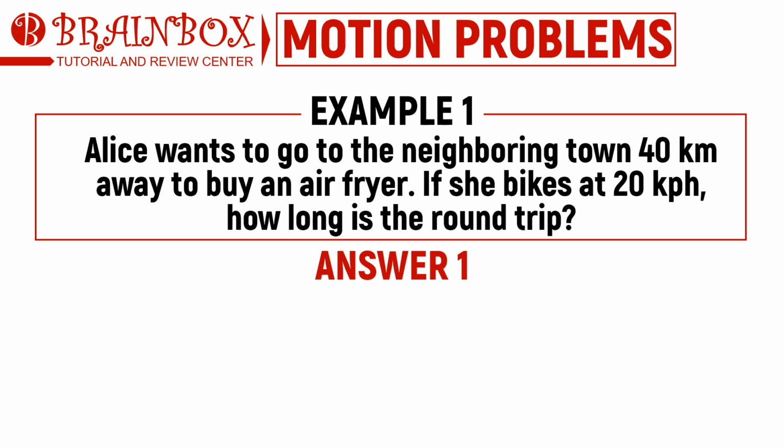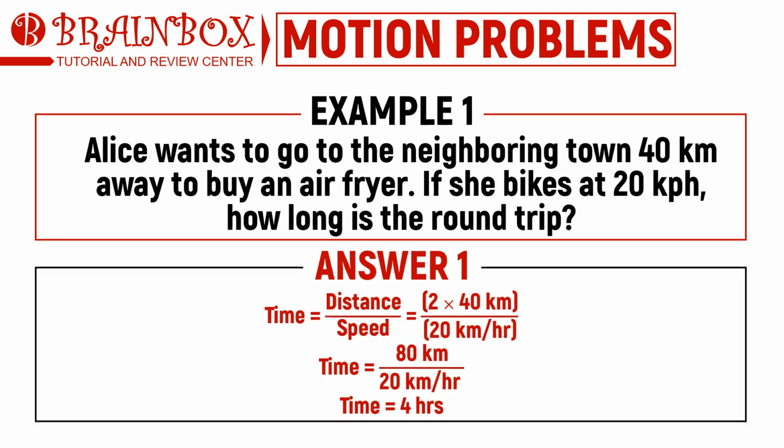Using the formula, to get the time, we have to divide the distance by the speed. We can then substitute the values given in the problem. Take note that the question asks for the duration of the round trip, which means the distance traveled has to be multiplied by 2 first. Solving for time, we divide 80 kilometers by 20 kilometers per hour, giving us our final answer, 4 hours.